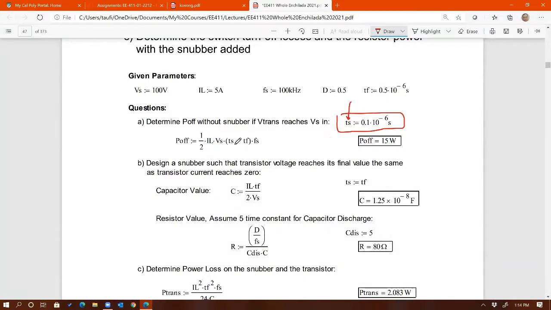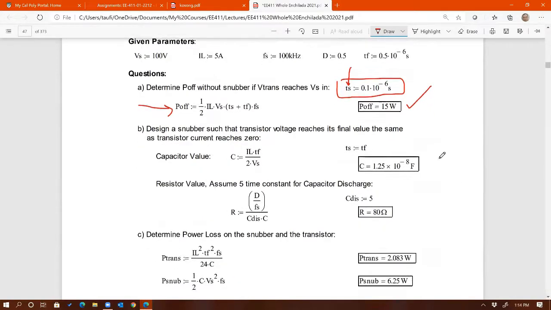So 0.1 micro. So therefore, this is the equation that we had earlier, right? Before snubber, power loss on the switch is the area of the triangle divided by T or multiplied by switching frequency. So that's what I have right here. Have a look at the power loss there, quite big, 15 watts. Okay, so that's before snubber. Keep in mind, that's before snubber.